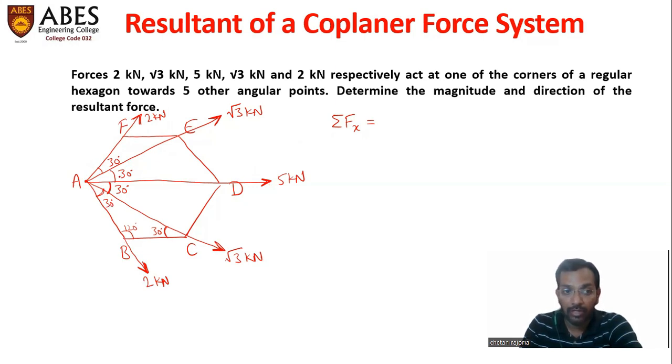Therefore, the horizontal component of this force will be equal to 2 kilonewton cos 60 degrees, because the component which acts along the angle is always the cos component, and the other resolved part is called the sine component. So this becomes 2 cos 60 degrees.